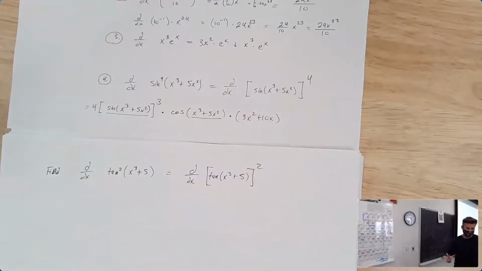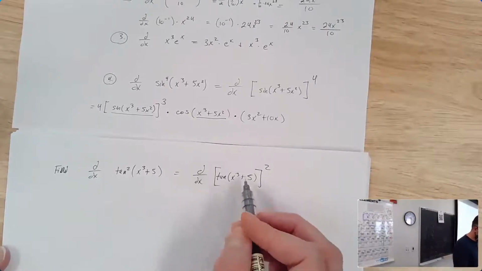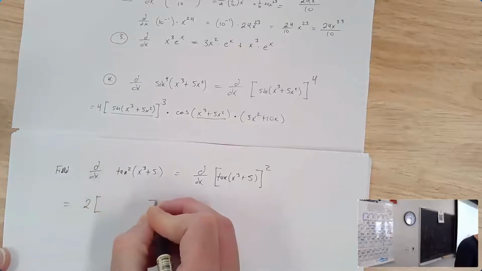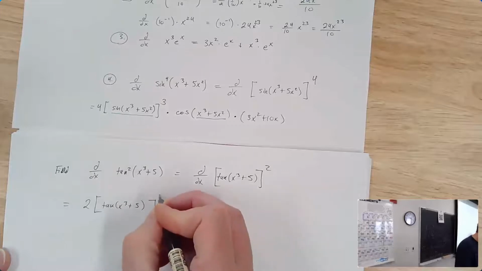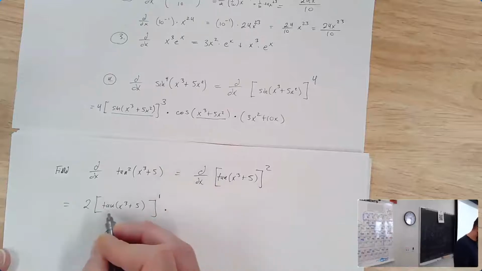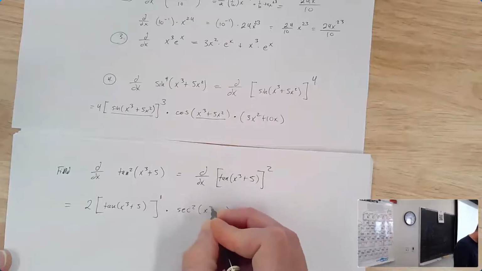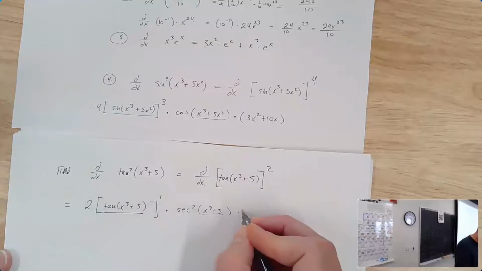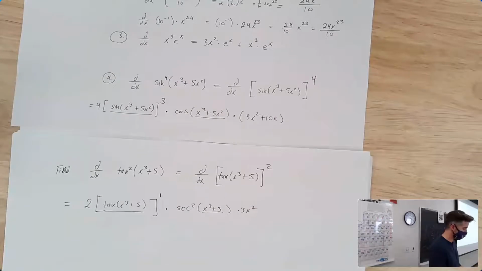So once again, we've got the derivative of a function of a function. In this case, we've got some stuff squared. The derivative is going to be 2 times your stuff to the first power, times the derivative of stuff. Derivative of tangent of something is secant squared of something. But then we have to multiply by the derivative of the something, which is going to be 3x squared. That's it.